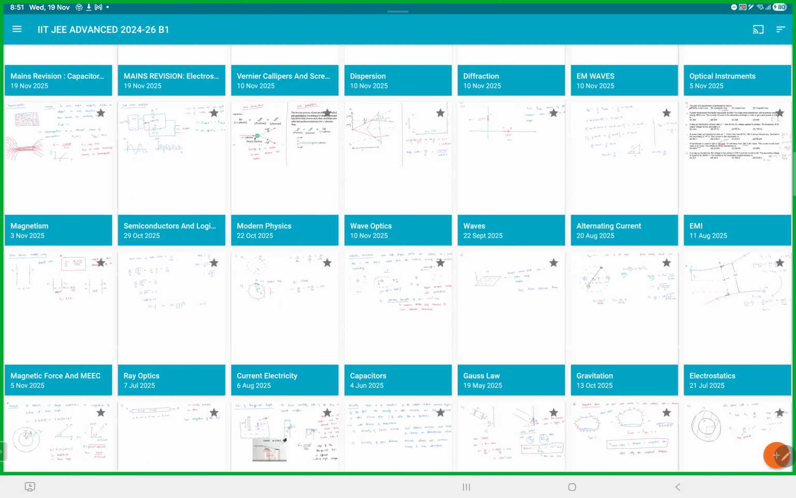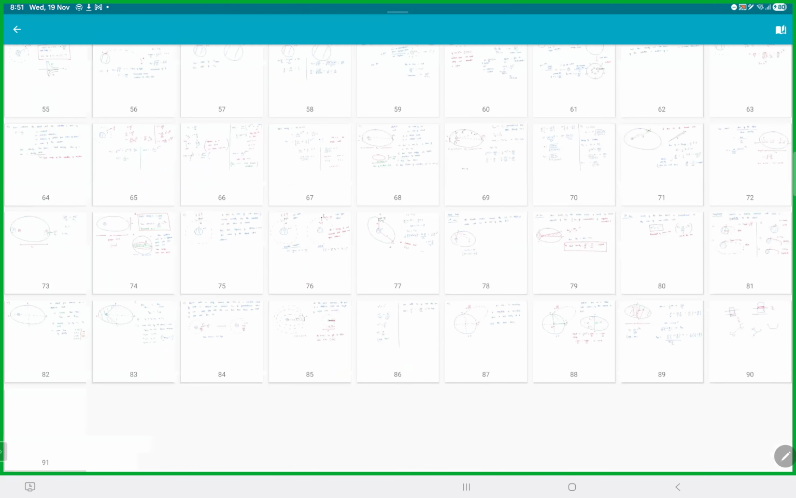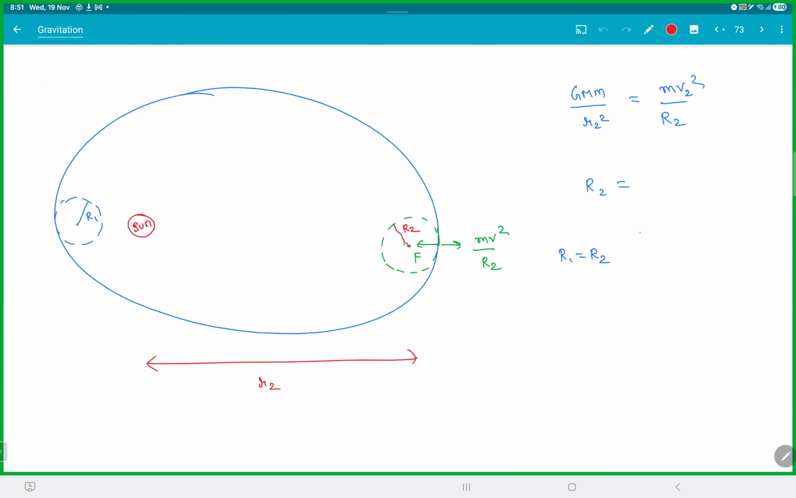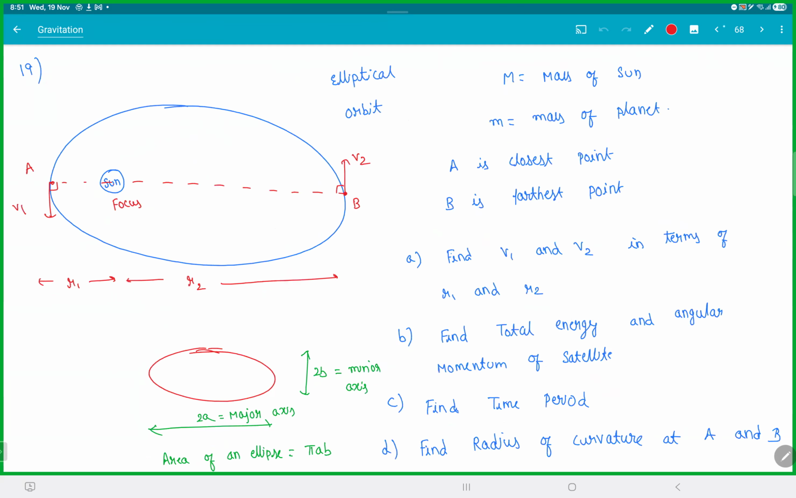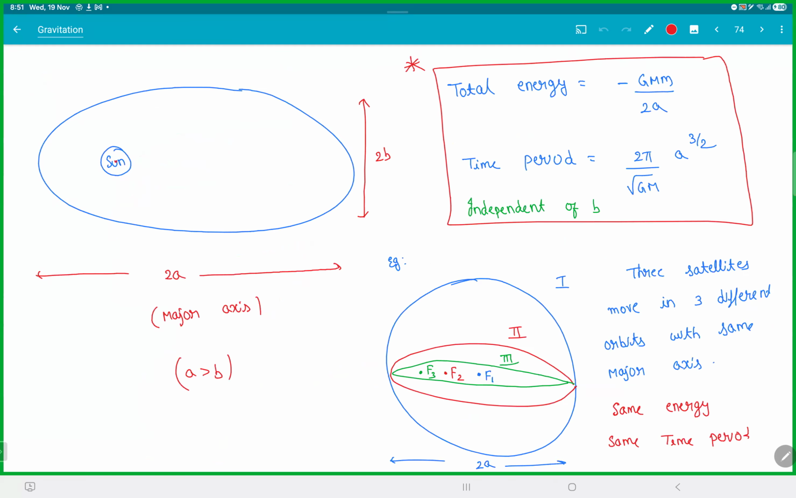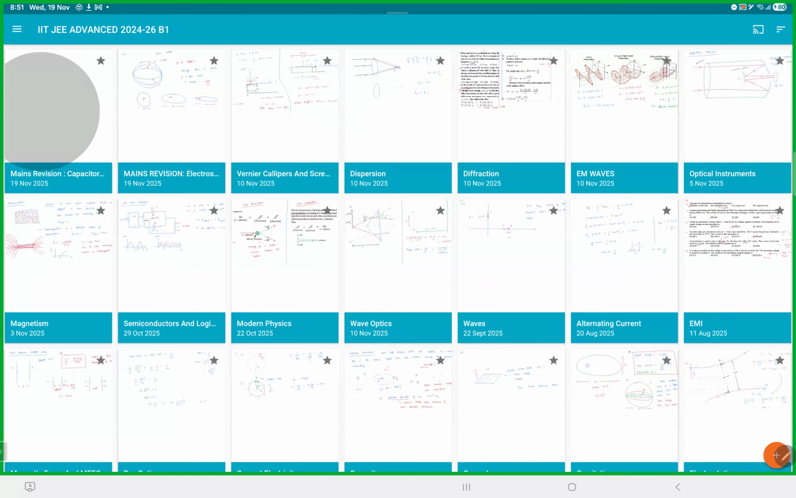That's a pretty good one. It was an advanced problem. There, if you remember, this is the same question. Total energy and the time period are independent of the minor axis. This was the proof which we did. This question, you can check it out. But it's a pretty good result. You should remember, for an elliptical orbit the energy is minus GMm by 2a. For a circular orbit, we know how to derive it.